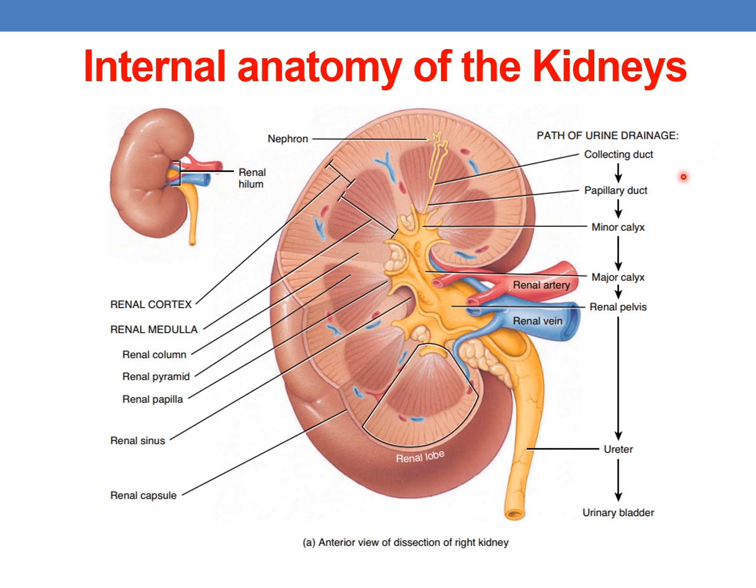Coming to the path of urine drainage. From the collecting duct, it passes through the papillary duct, and from the papillary duct to the minor calyx. From the minor calyx to the major calyx. This is the major calyx, this is the minor calyx, this is the papillary duct, and this is the collecting duct. From the major calyx to the renal pelvis, this space is the renal pelvis. And finally from the renal pelvis to the ureter, and from the ureter to the urinary bladder.